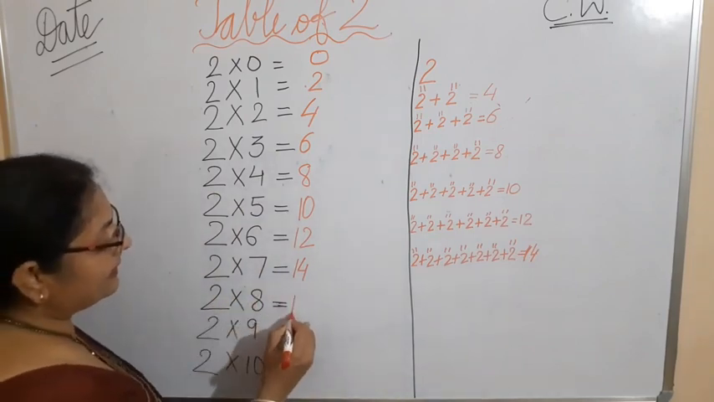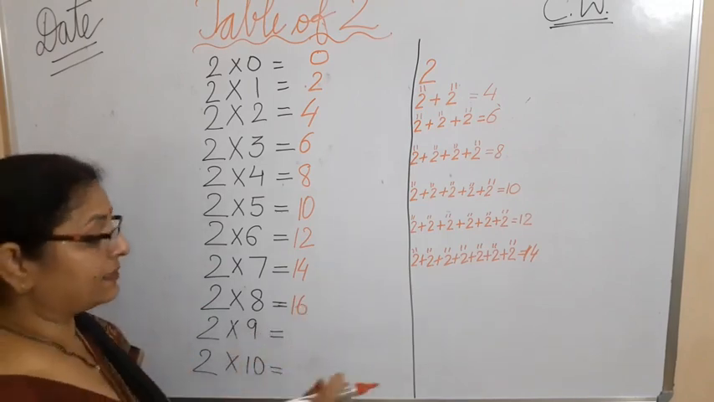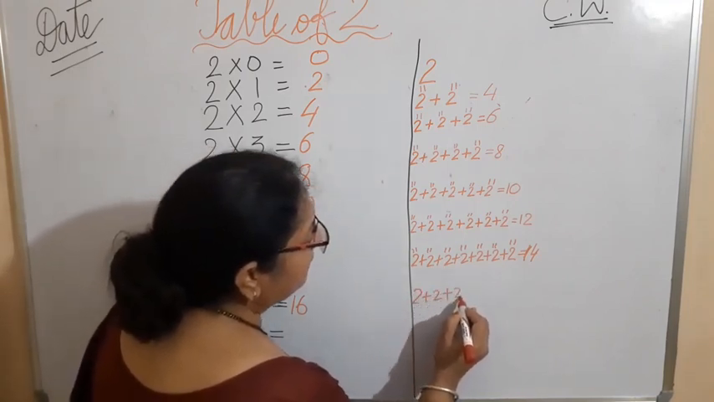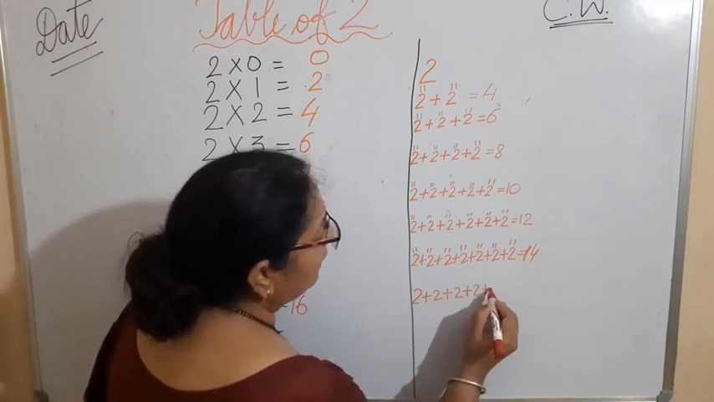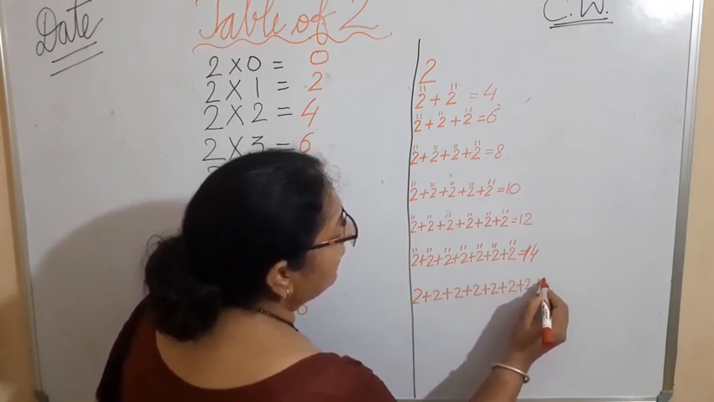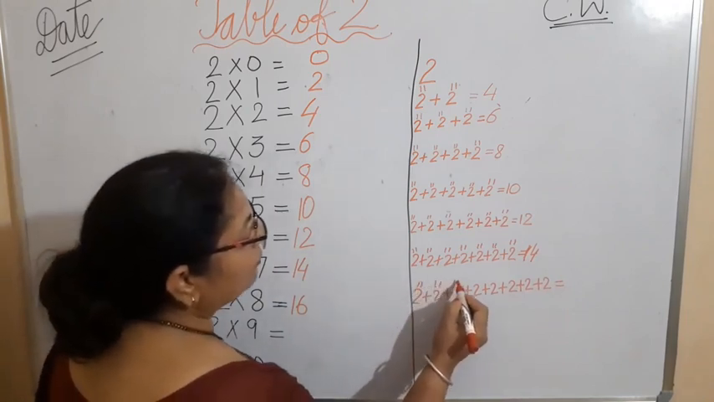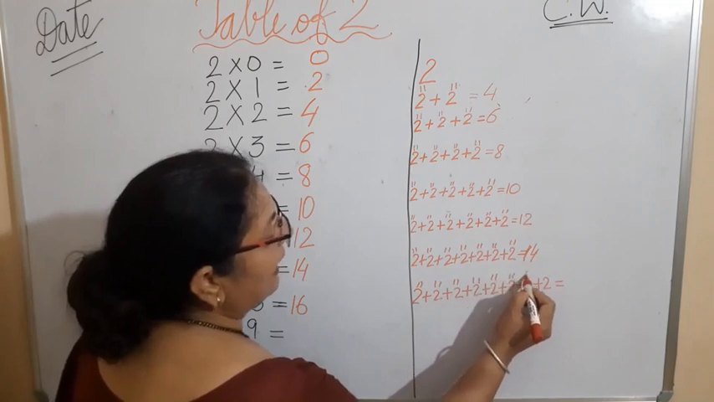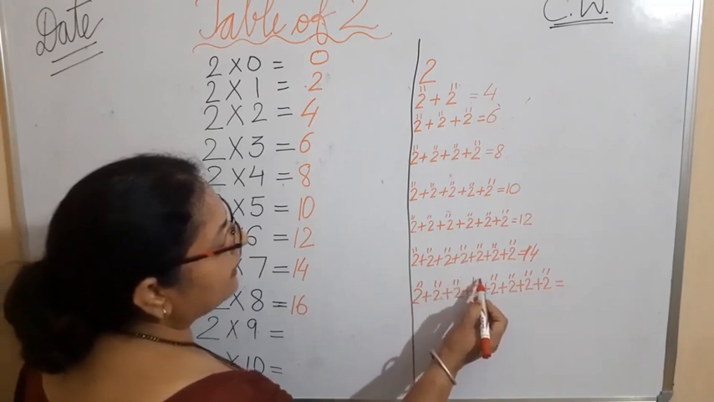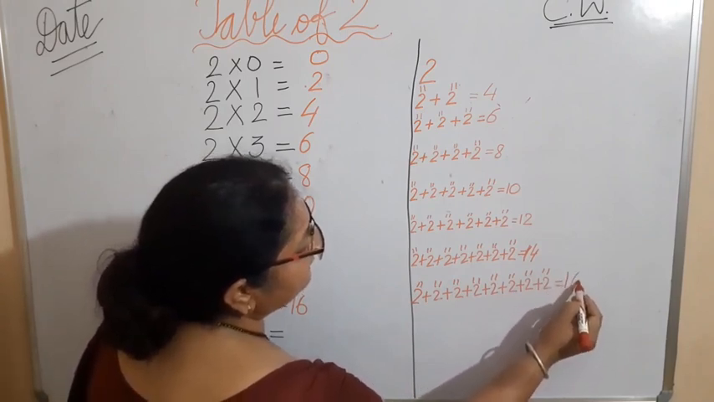2 8s are 16. What will you do here? Tell me. You have to add the 2 eight times: 1, 2, 3, 4, 5, 6, 7, 8. Okay. Now you have to put the lines and count it all together and you will get your answer. 1, 2, 3, 4, 5, 6, 7, 8, 9, 10, 11, 12, 13, 14, 15, 16. And your answer is 16.